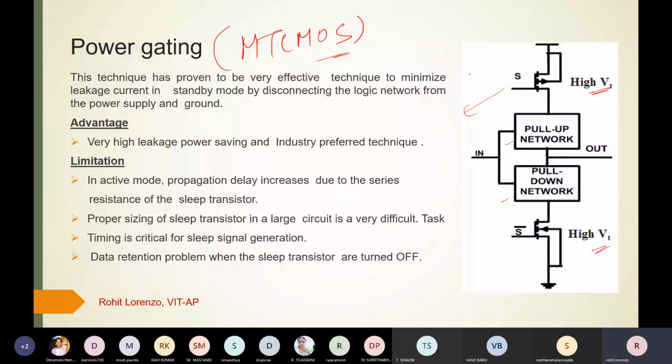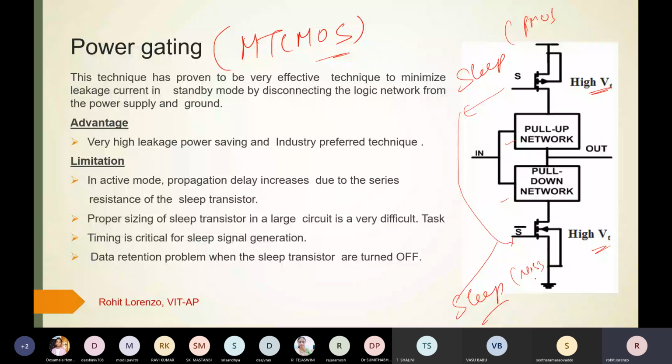So we are using, between VDD and the pull-up network, a PMOS sleep transistor, and this is your NMOS. Now suppose when it is in the idle mode, when this is not in operation, when we are not providing any input here.